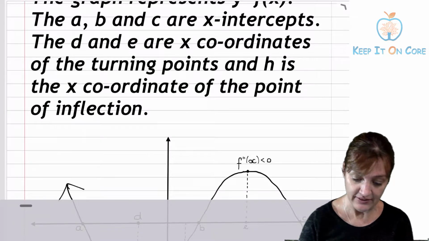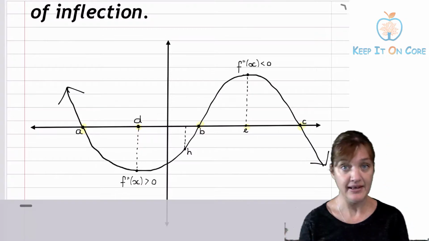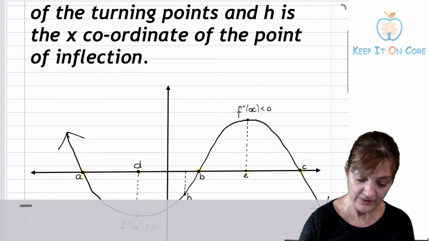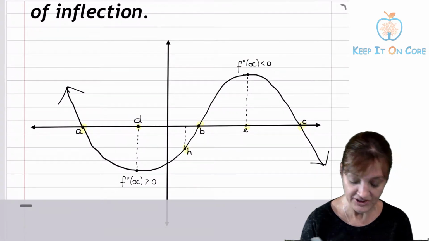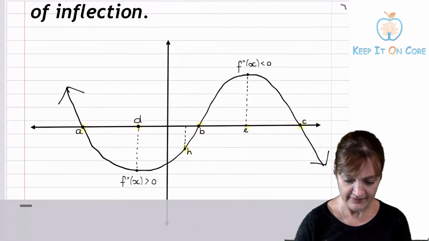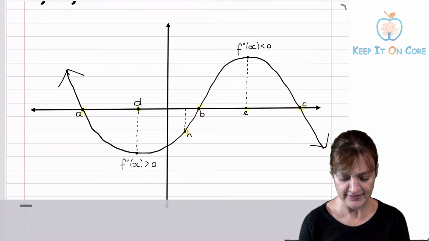Point D and E are the x-coordinates of the turning point. So point D and point E are the x-coordinates of your turning point. And H is the x-coordinate of your point of inflection, that point over there. Okay, let's just talk a little bit about this cubic graph for a second, and let's see just a few things we can put together on it.